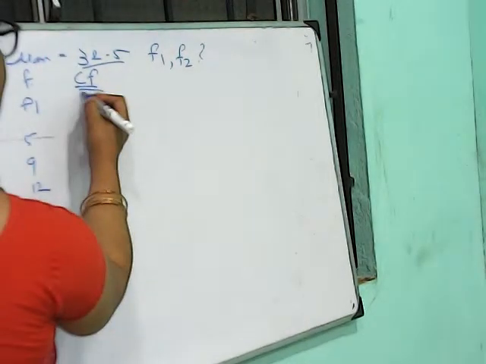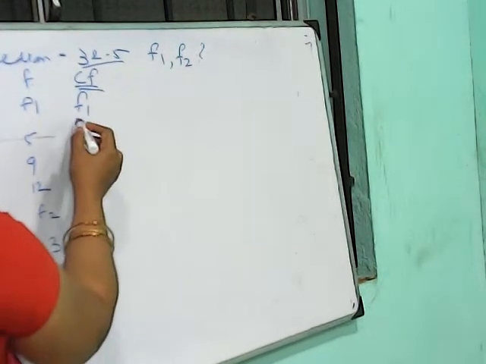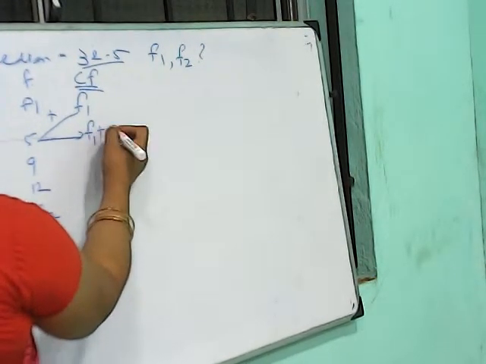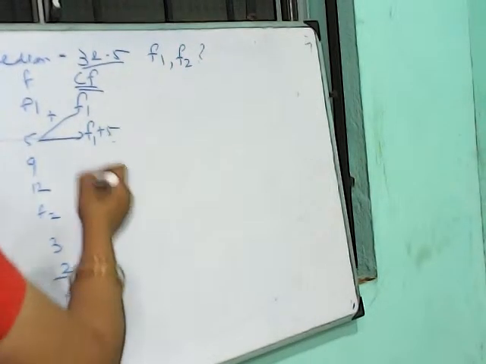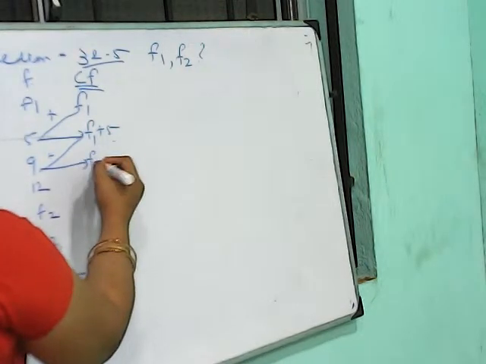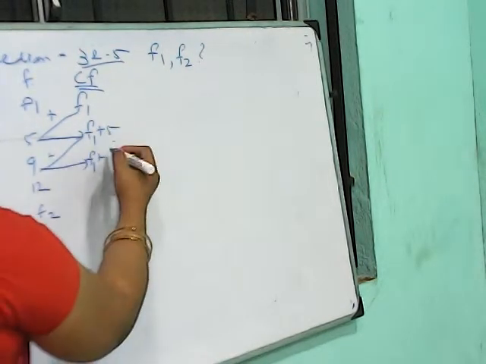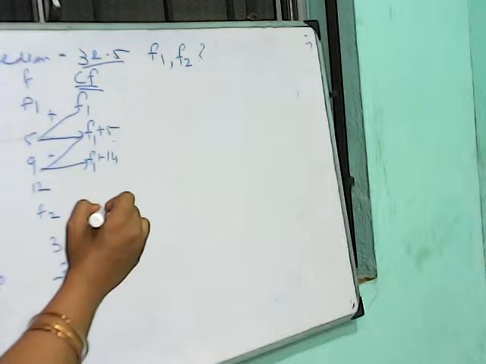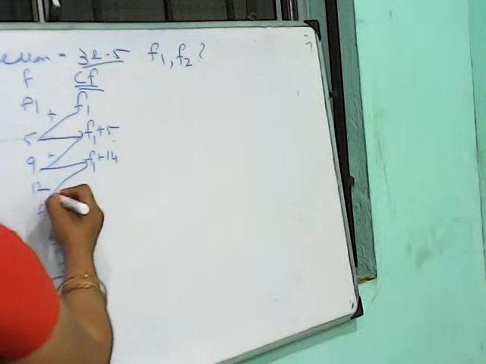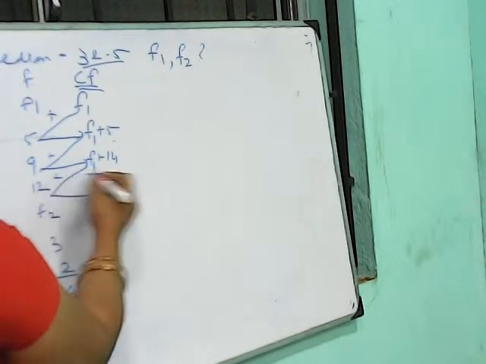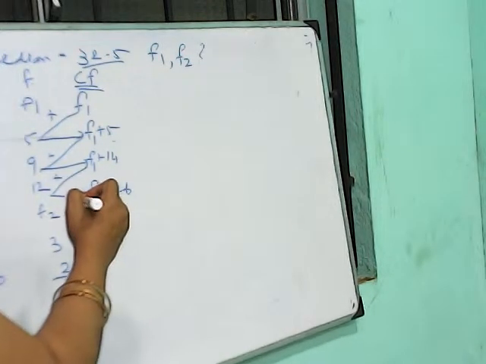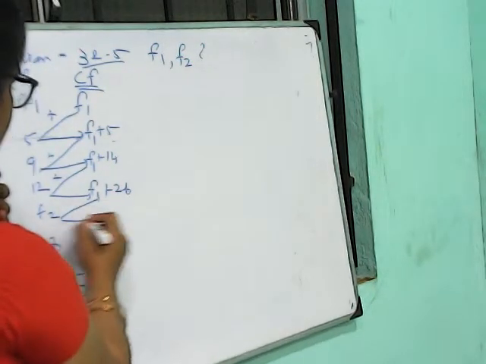So the first value we write as such. For the second value, add it to this one and write it here. So f1 plus 5. Next value, again add this value with this, then write it here. So f1 plus 5 plus 9, which is 14. Next, again add these two and write it here. So this is f1 plus 14 plus 12, which is 26.